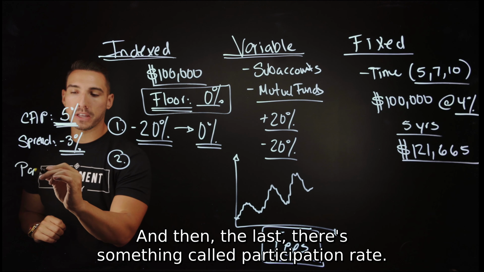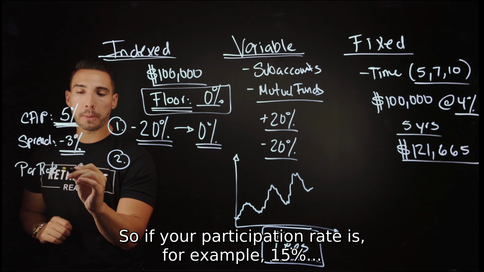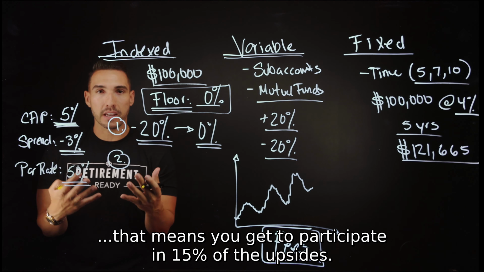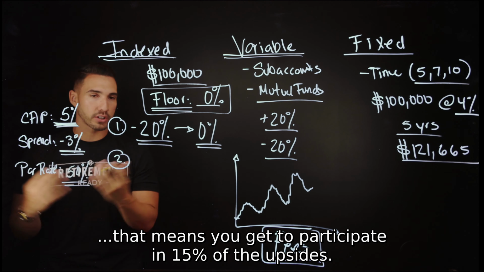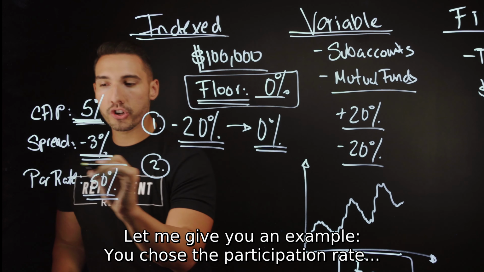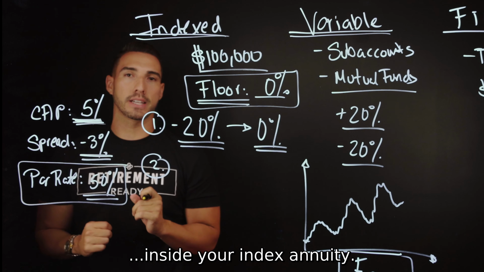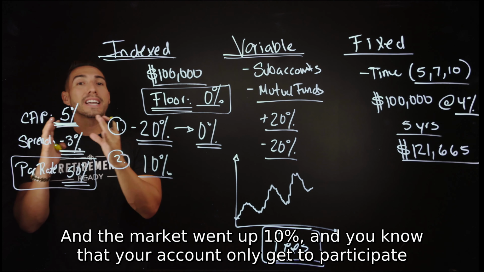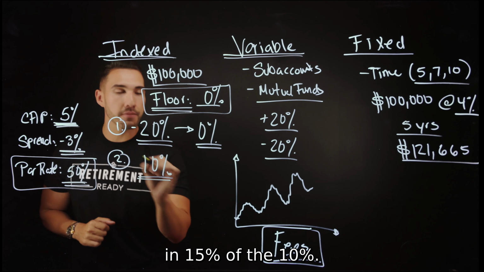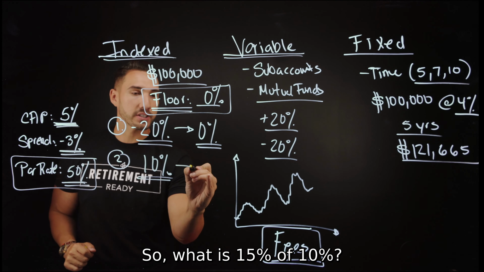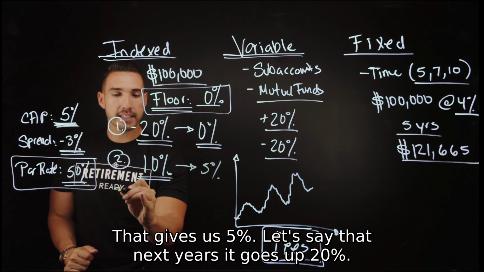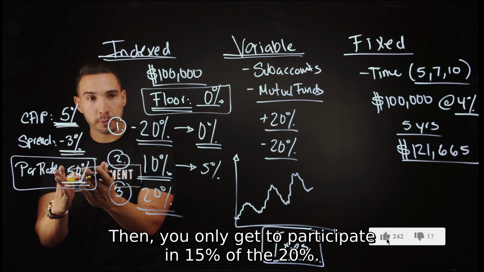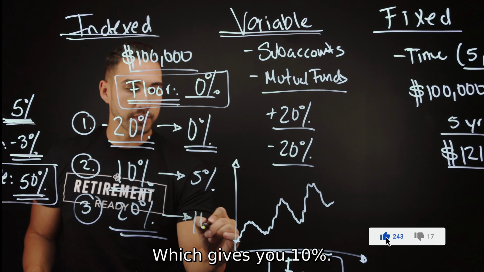And then the last one is something called a participation rate. So if your participation rate is, for example, 50%, that means you get to participate in 50% of the upside. So let me give you an example. Let's say that you chose the participation rate inside your indexed annuity and the market went up 10%. And you know that your account only gets to participate in 50% of the 10%. So what is 50% of 10%? That gives us 5%. Let's say that the next year it goes up 20%. Then you only get to participate in 50% of the 20%, which gives you 10%.